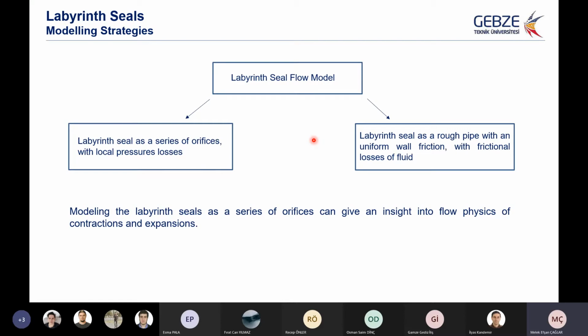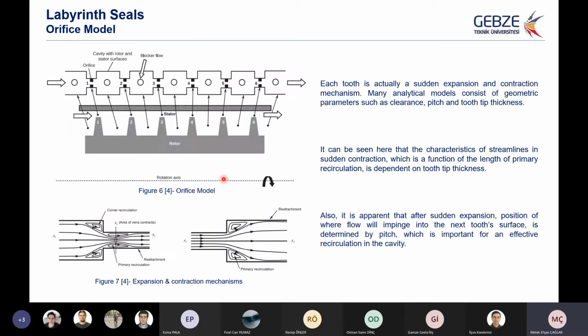So we can model the labyrinth seals either as a series of orifices with local pressure losses, like I mentioned, or as a rough pipe with uniform wall friction and frictional losses of fluid, which is more of a direct method rather than iterative, like this. The analytical expressions that I use actually use this technique, but modeling as orifices gives a better insight into flow physics, so I'm going to mention that in more detail.